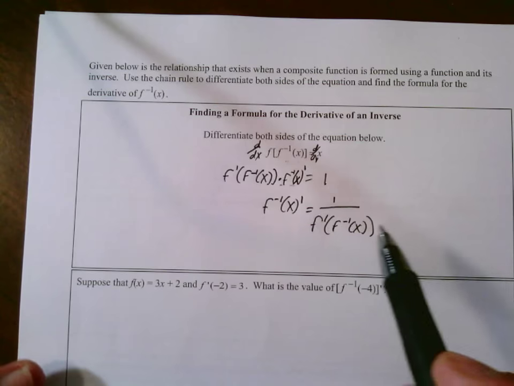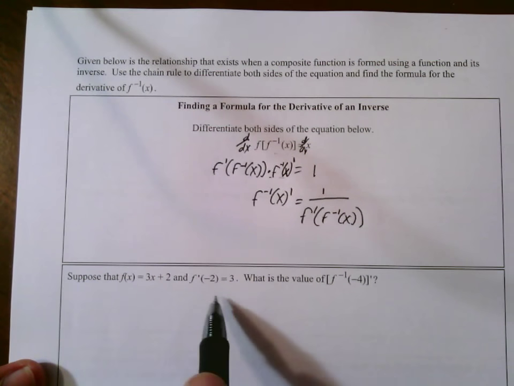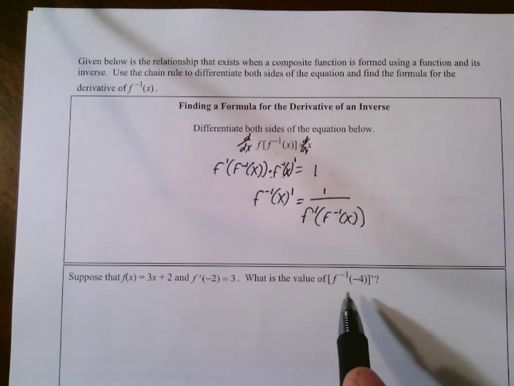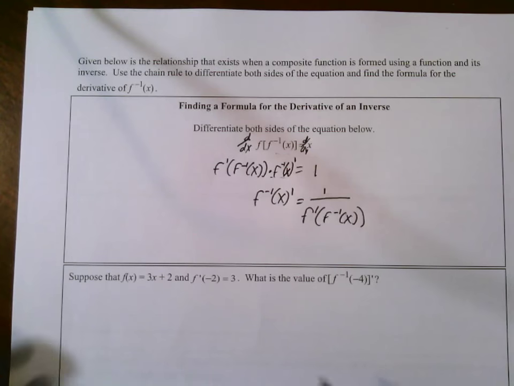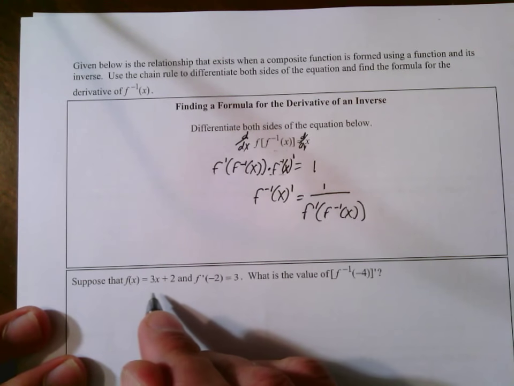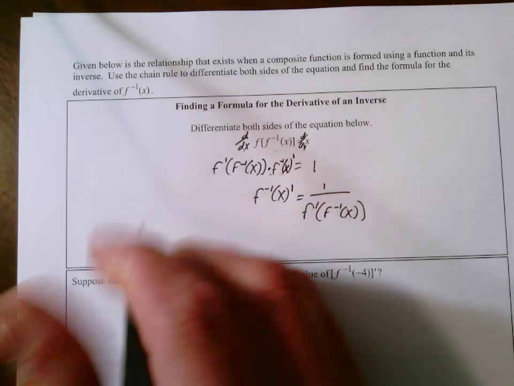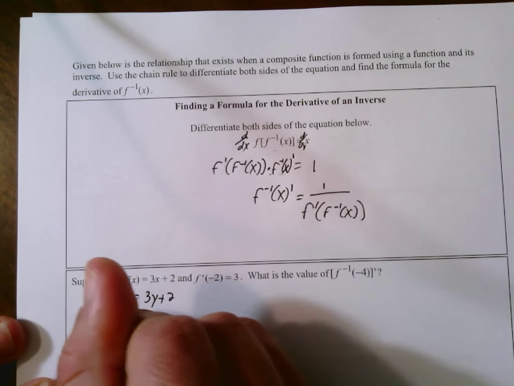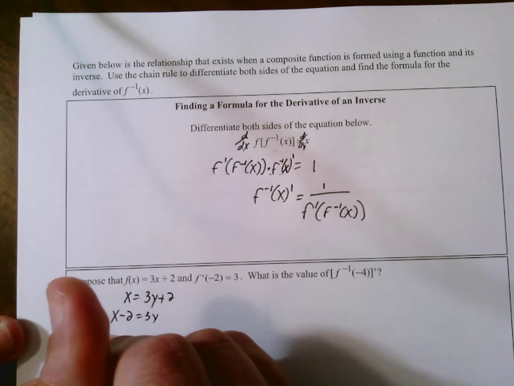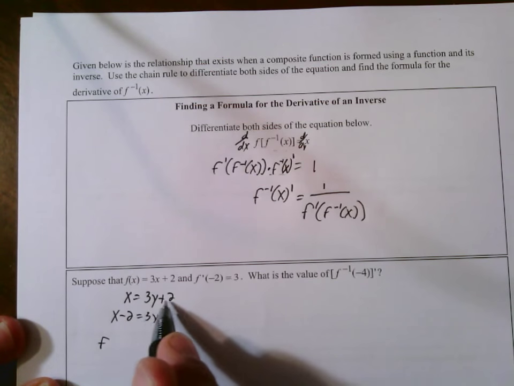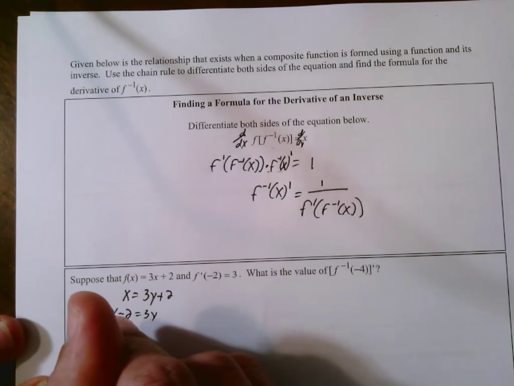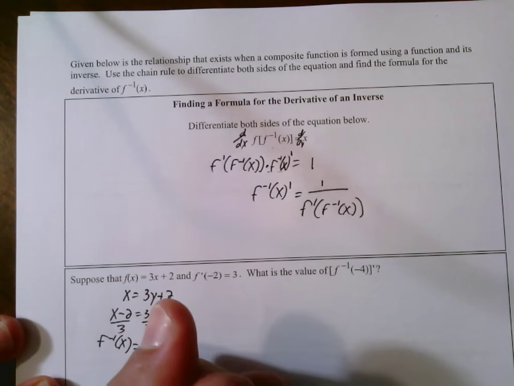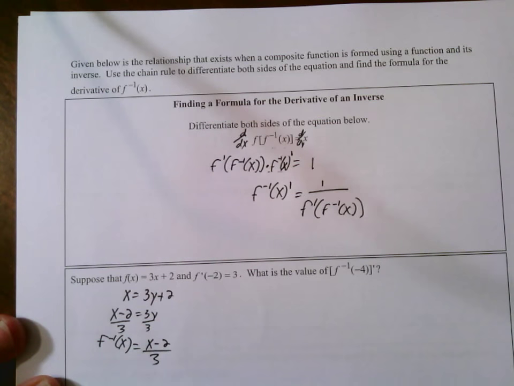Alright, so suppose that f of x is this, f prime of 2 is 3. What is the value of f inverse prime of negative 4? Well, let's figure out what the inverse function is first. We switch x and y and solve for y. Alright, so subtract 2, divide everything by 3. So f inverse of x equals (x minus 2) over 3.